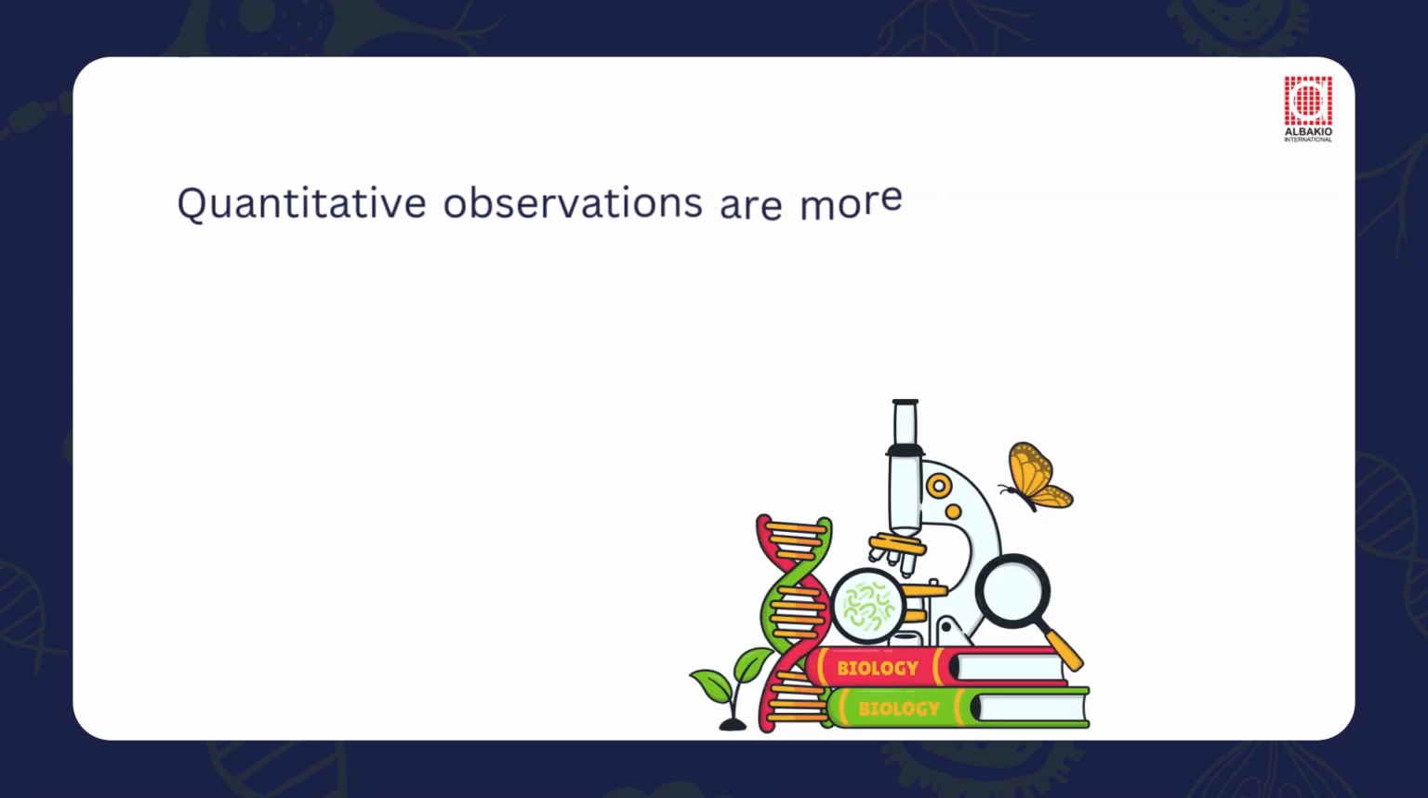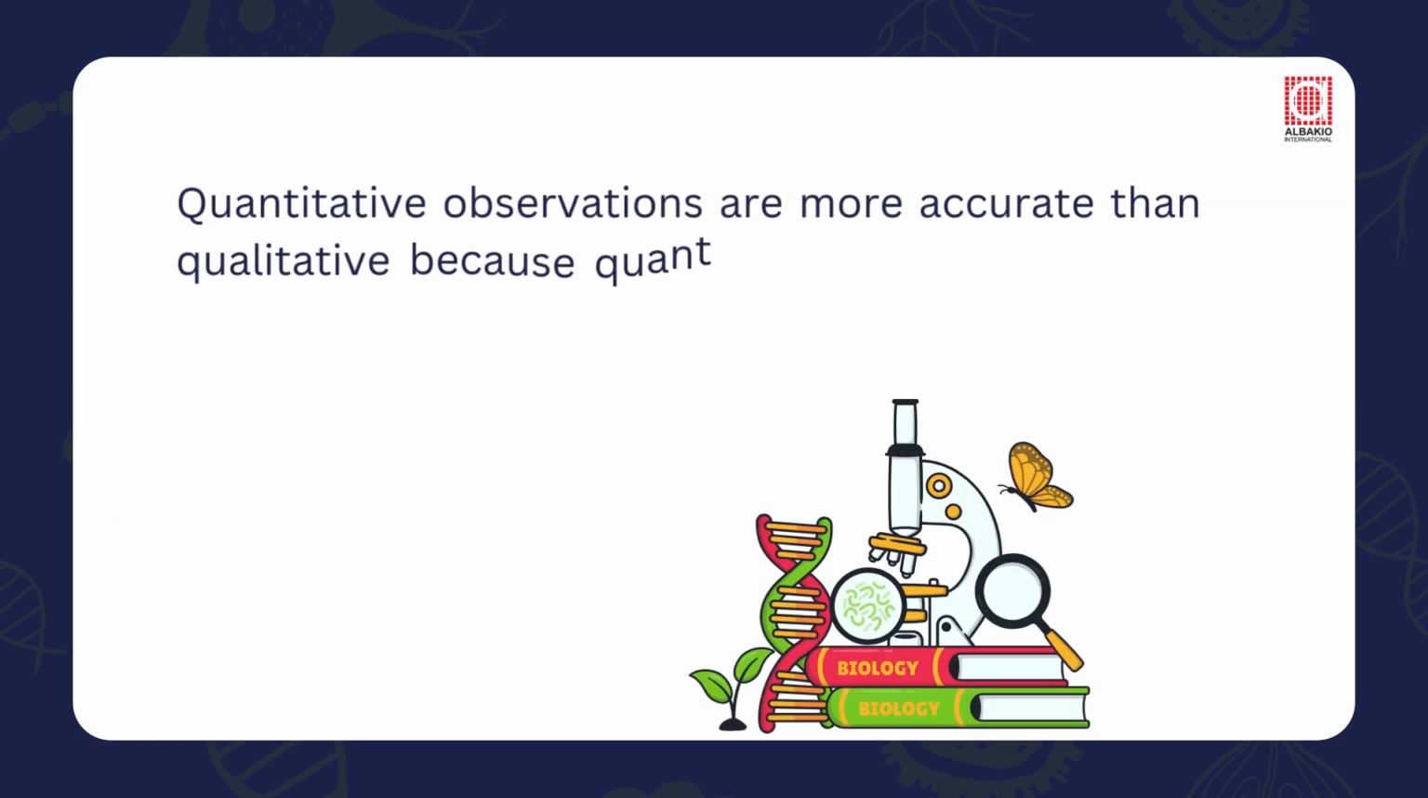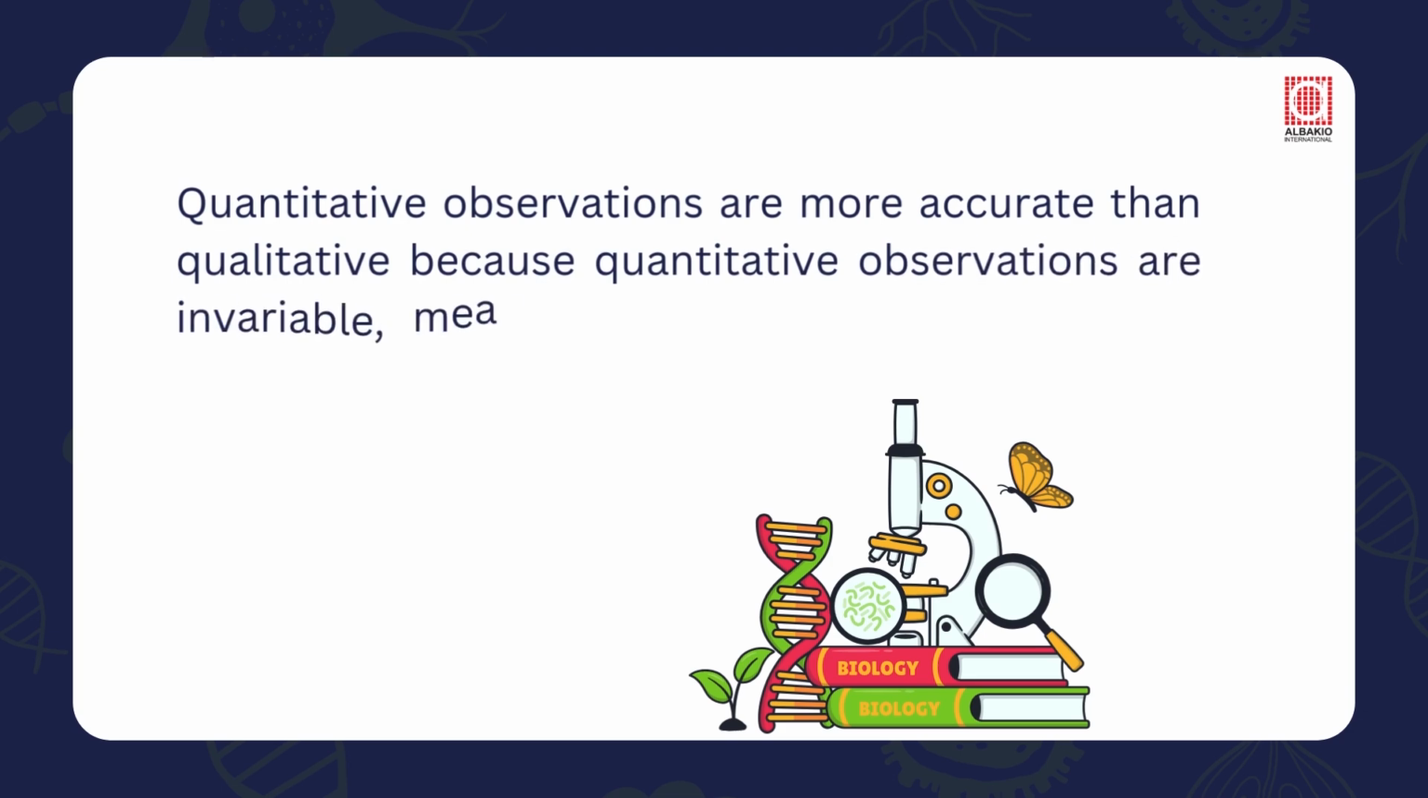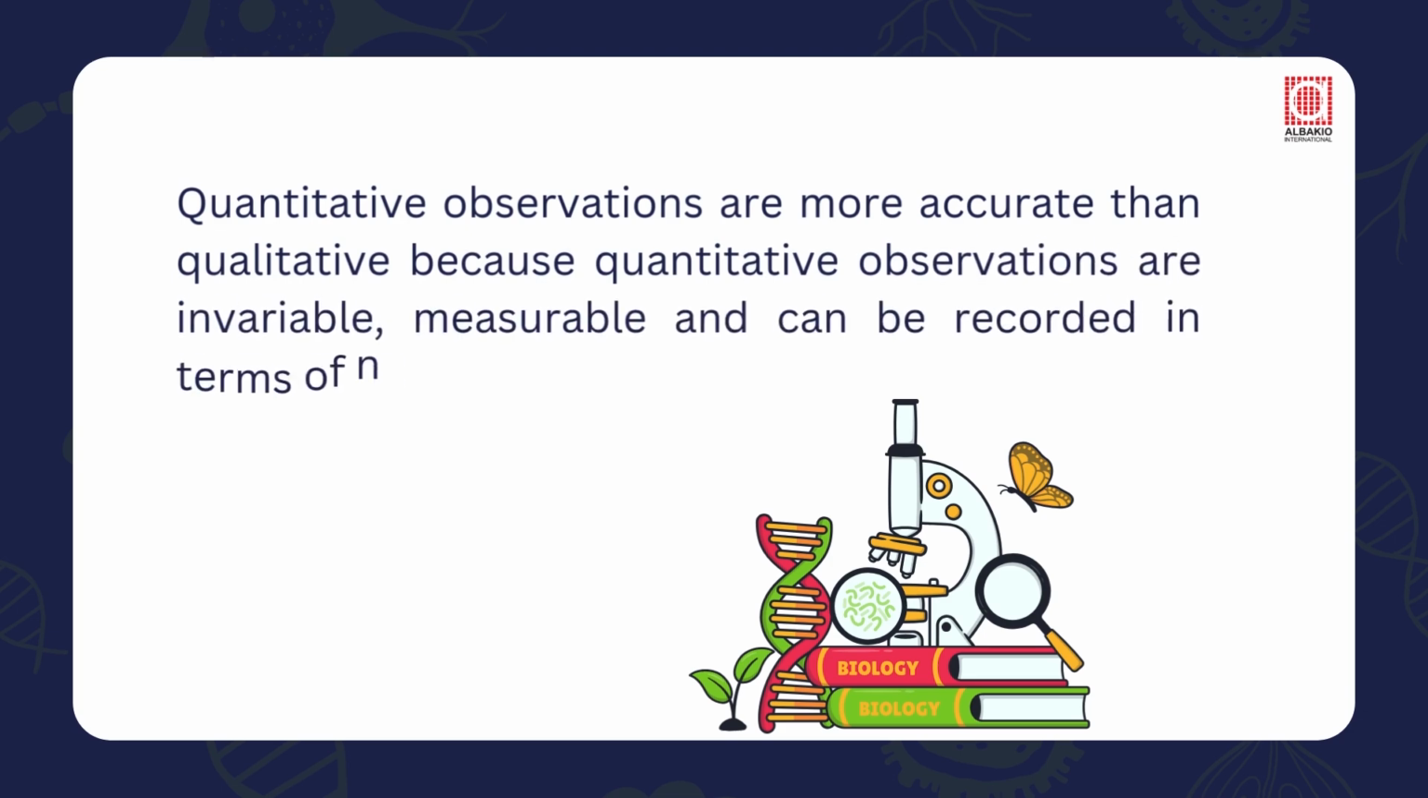Quantitative observations are more accurate than qualitative observations because quantitative observations are invariable, measurable, and can be recorded in terms of numbers.